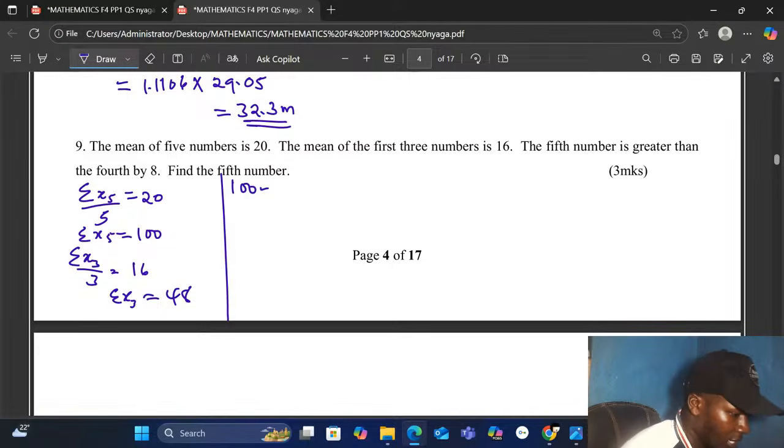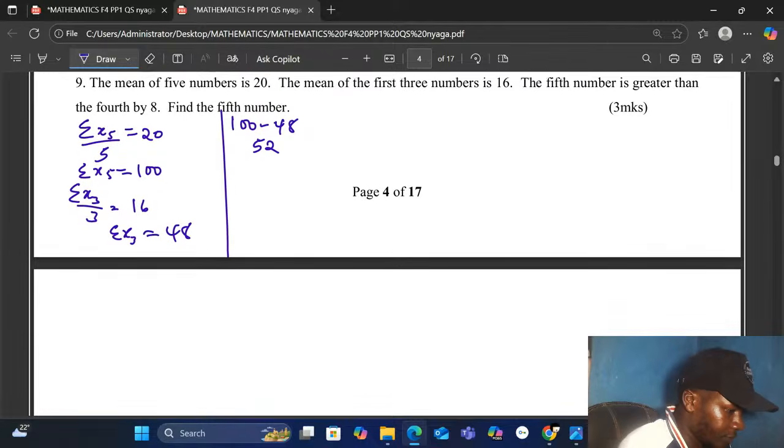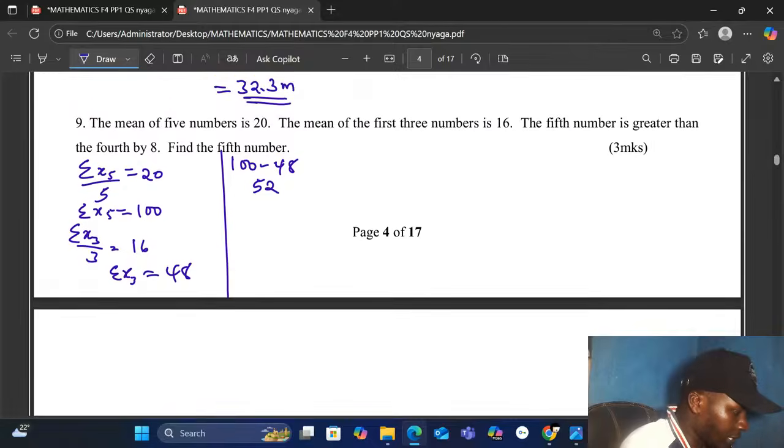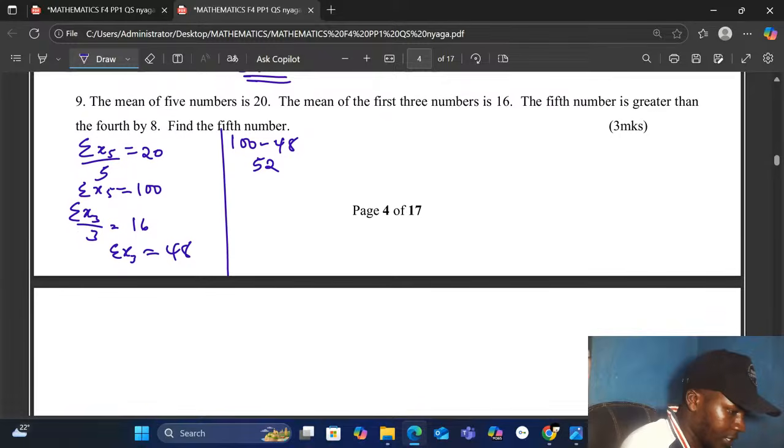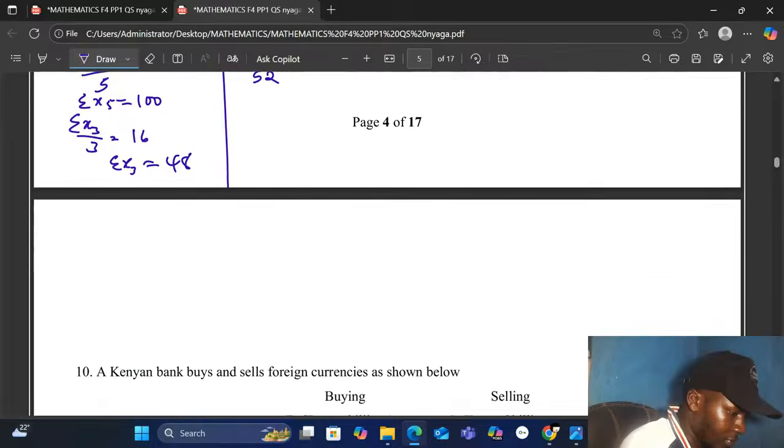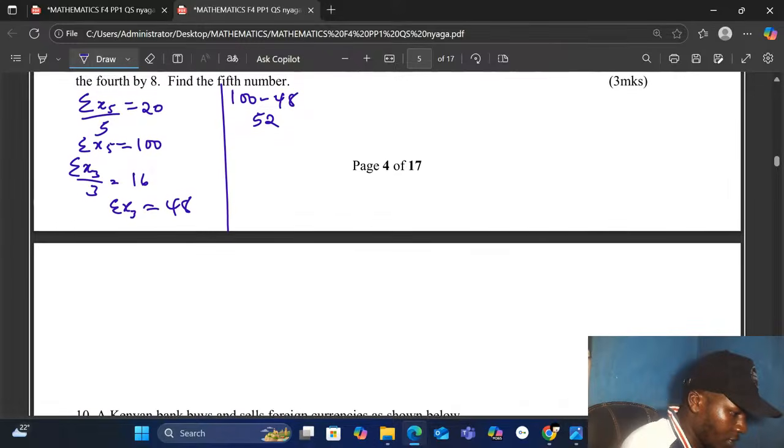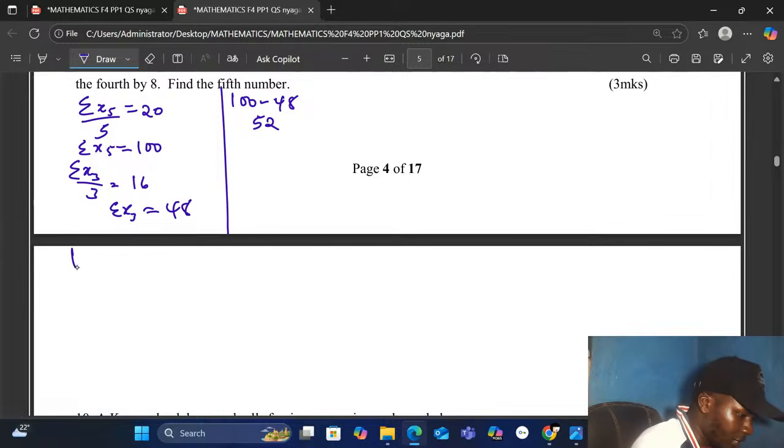So we take 100 minus 48, and we get 52. Now, can we do it here or here? Let's do it here.